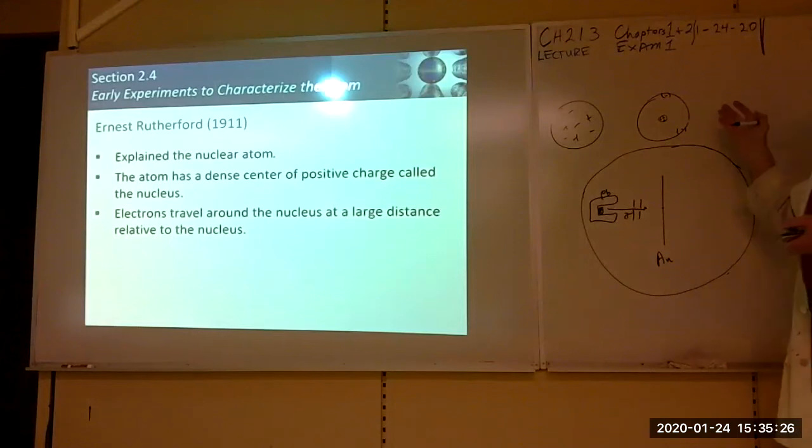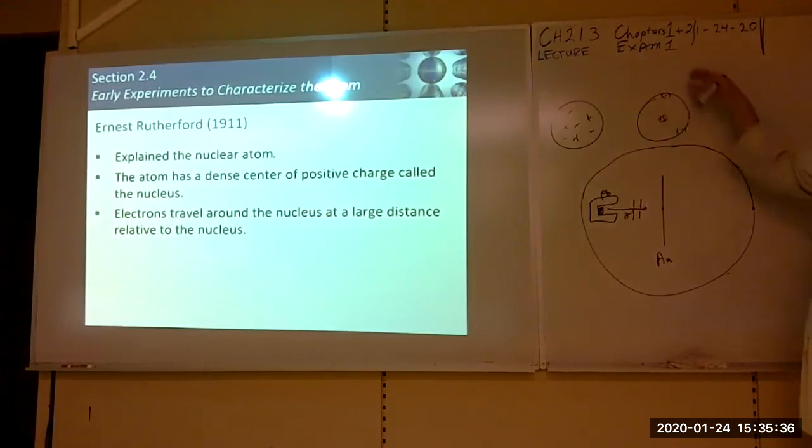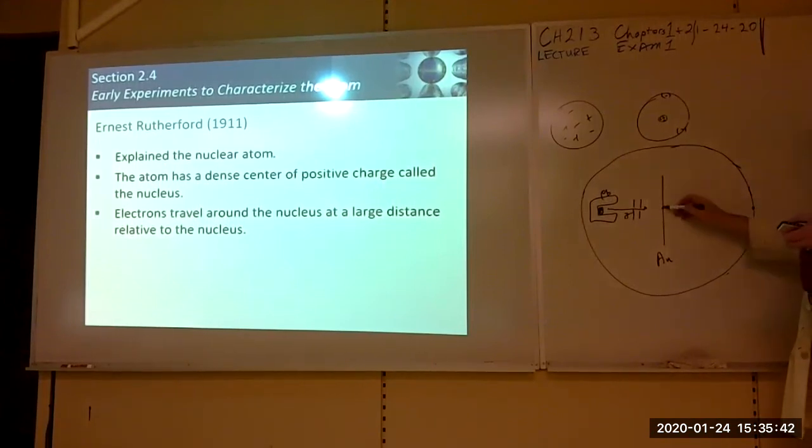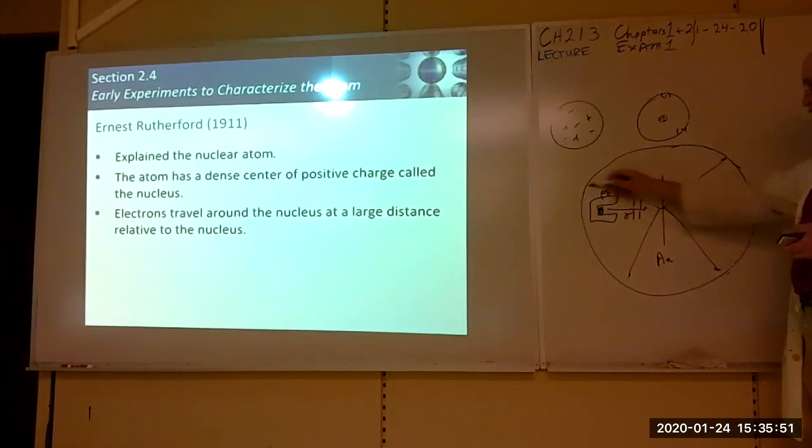If his model, if the nuclear atom model is correct, then what you're going to get is, well, most of them are going to end up over here because it's all empty space, right? Except for that dense nucleus. If it strikes the nucleus, a glancing blow, you're going to get some over here, or here, or maybe some back here. And occasionally you get one that strikes dead on and it goes straight back.